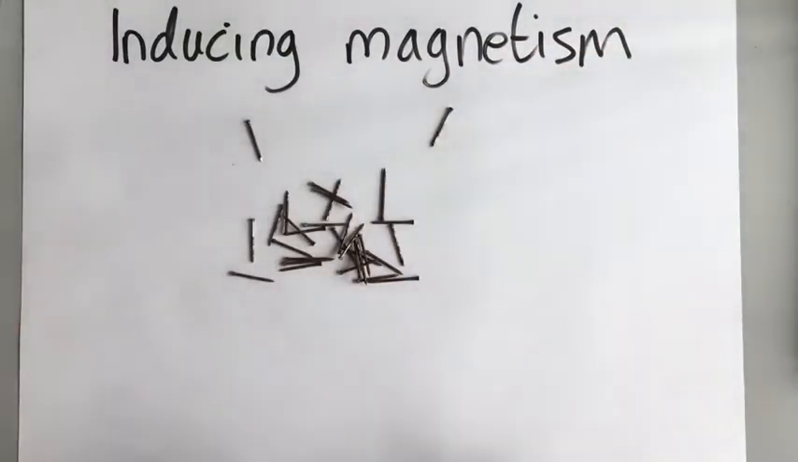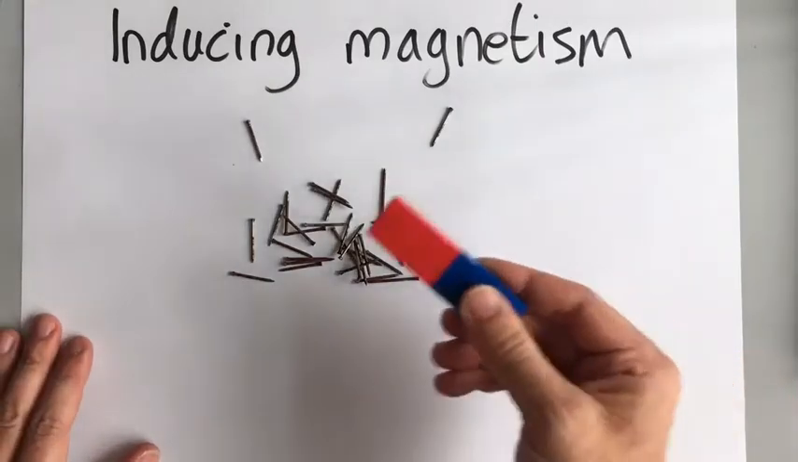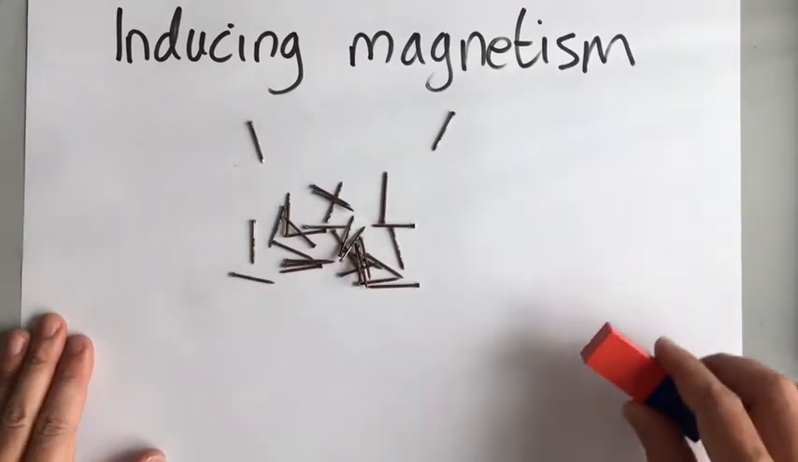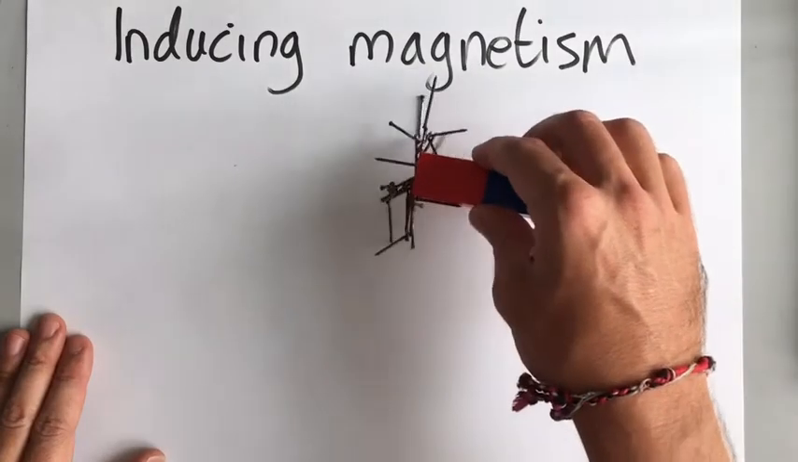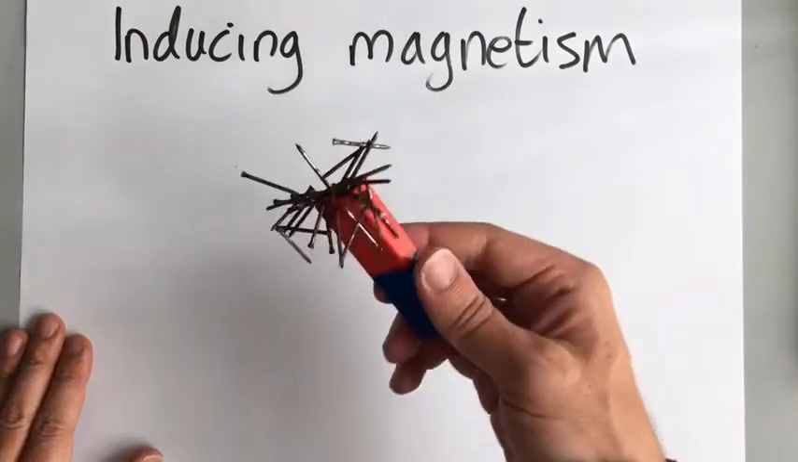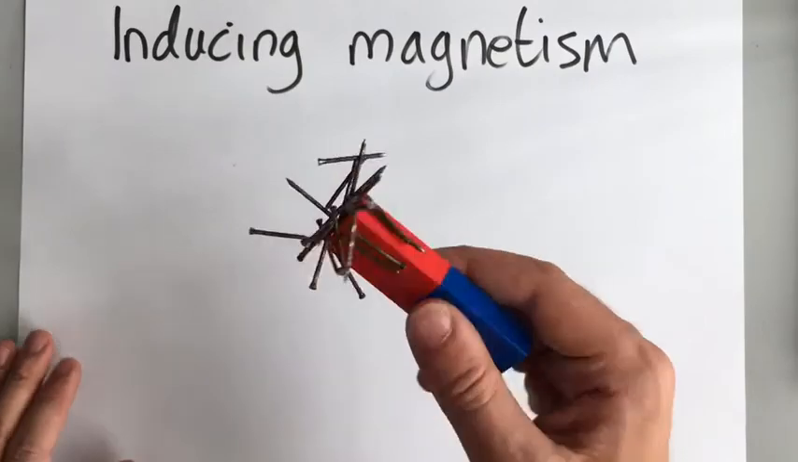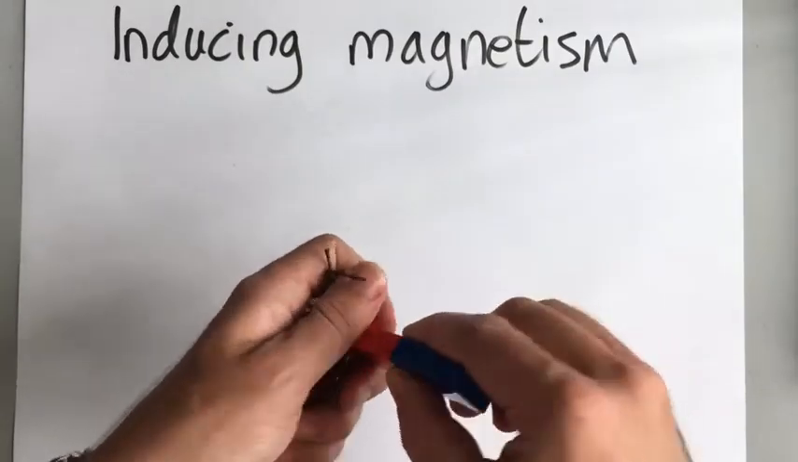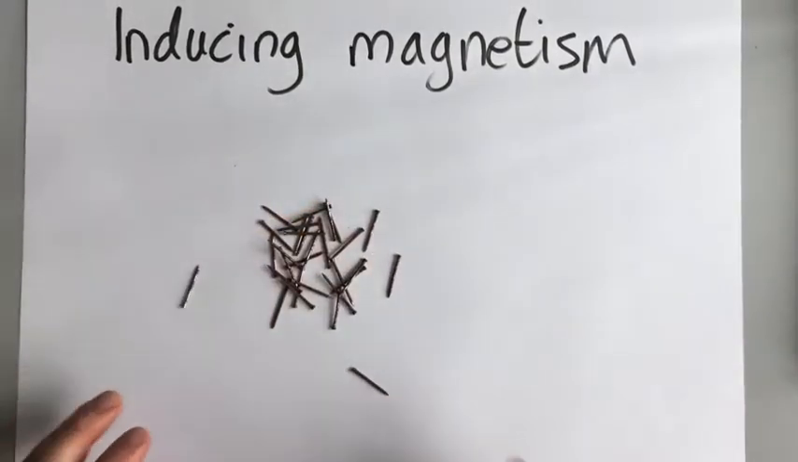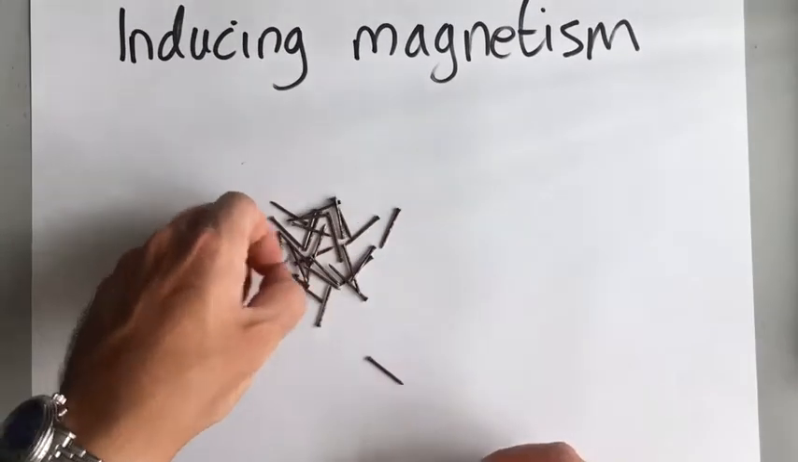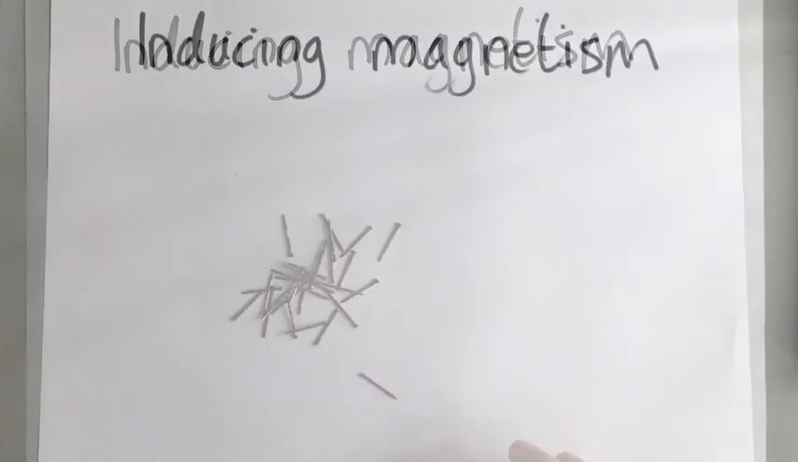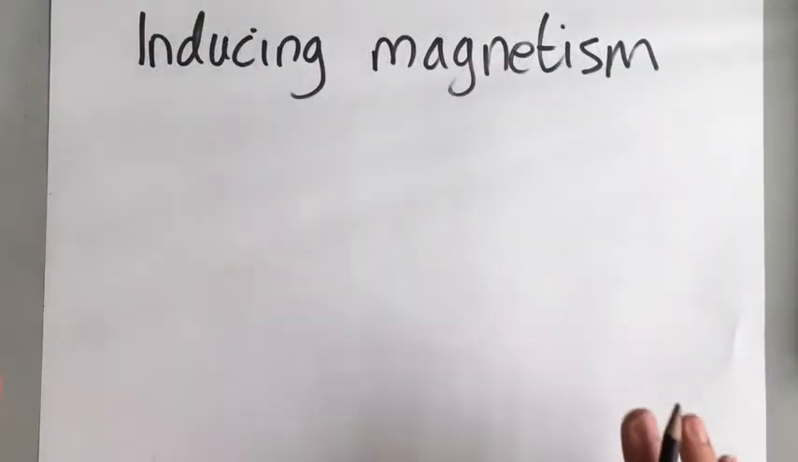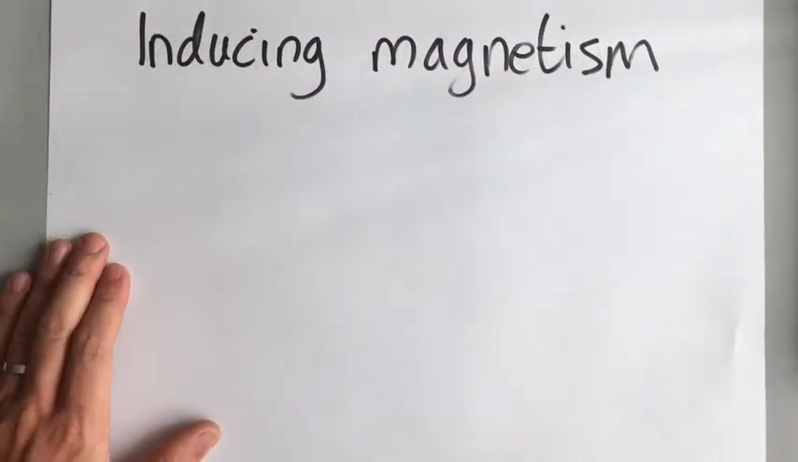Now what that means is, when we bring a magnet close to anything made of iron, it very temporarily, while the magnet is around, and only while the magnet is around, it turns into a little magnet. And when we remove the magnet, the magnetism is removed and these nails are no longer magnets. Now, to explain why that happens, we have to look a little bit closer inside the structure of these magnets.